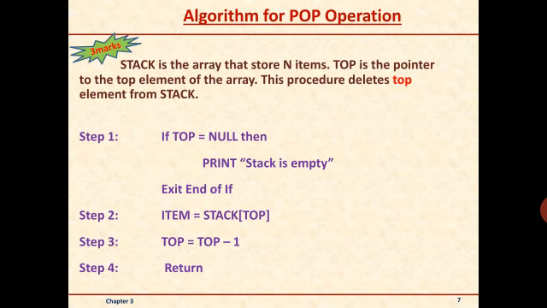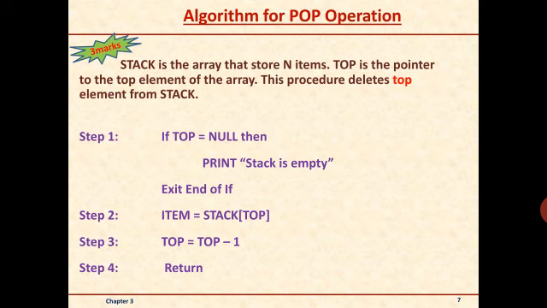So here we have considered one array. The name of the array is stack. This array stores n items. Here, top indicates the top element of the array, and the element we want to remove is whatever element is present at the top. So the algorithm is given below here.